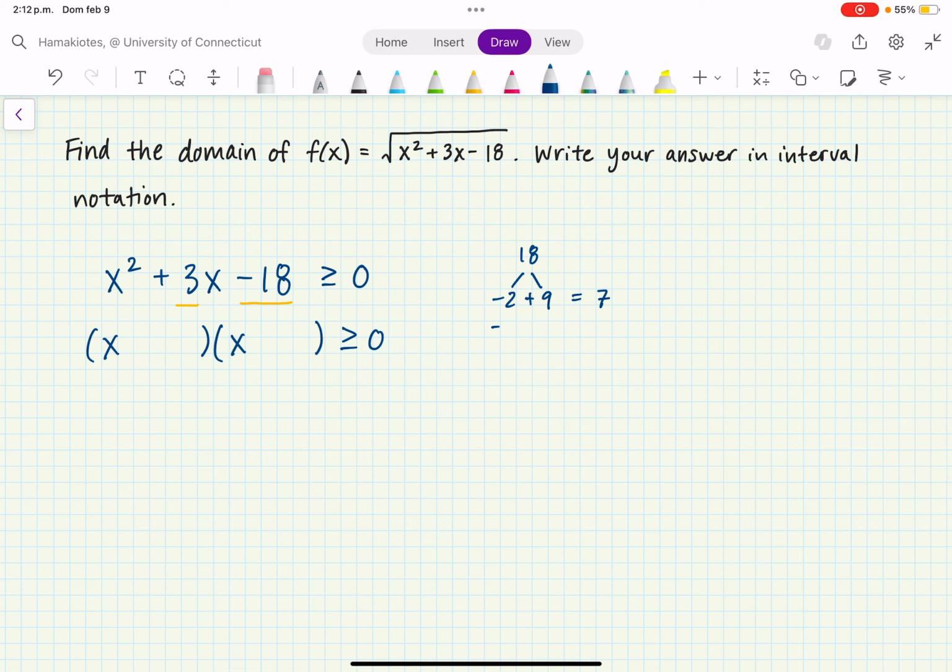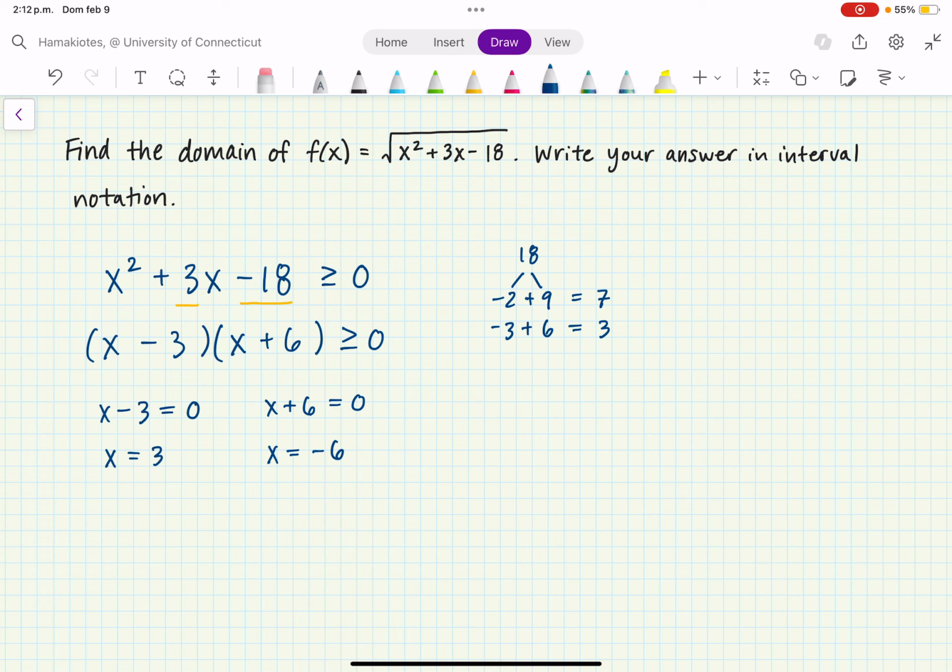We can try minus 3 times 6. So minus 3 plus 6 is 3. So that works. So we can have x minus 3 times x plus 6 is greater than or equal to 0. So we can have x minus 3 equal 0. Then if we add 3 to both sides, we get x equals 3. We can also have x plus 6 equals 0. And if I subtract 6 from both sides, that tells me that x equals negative 6.